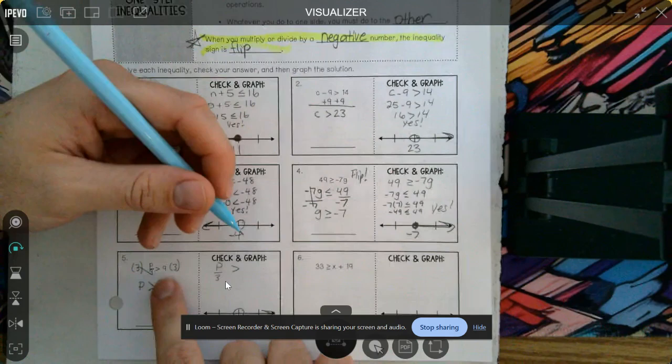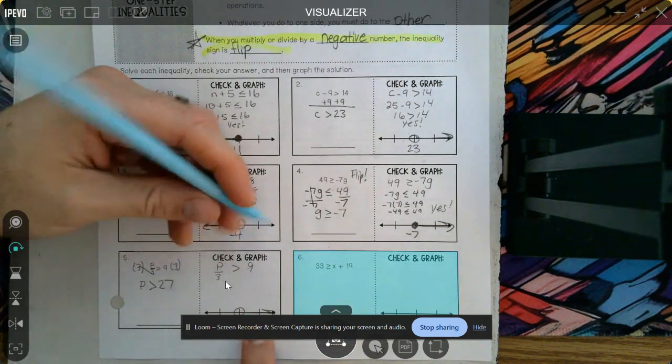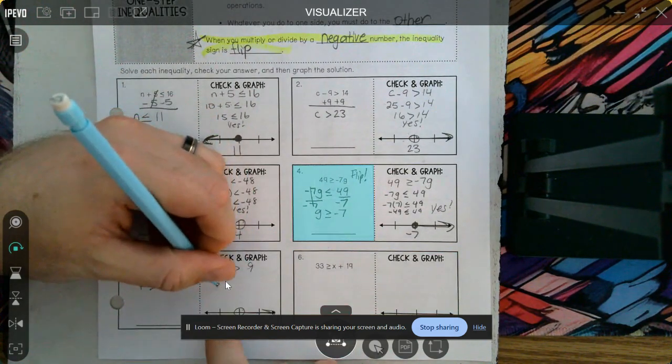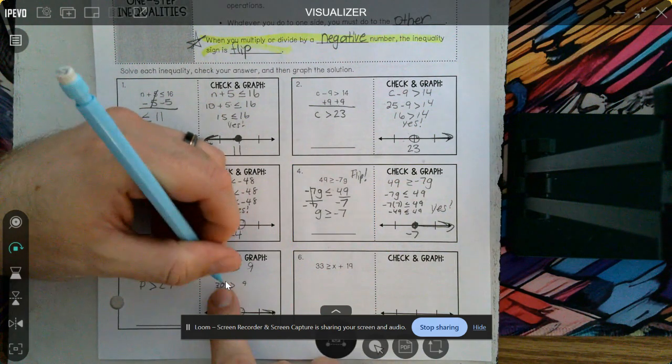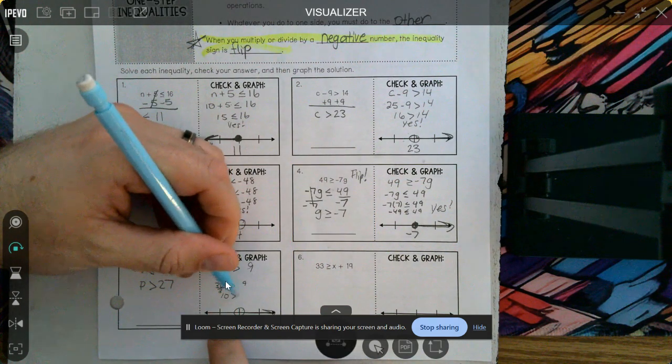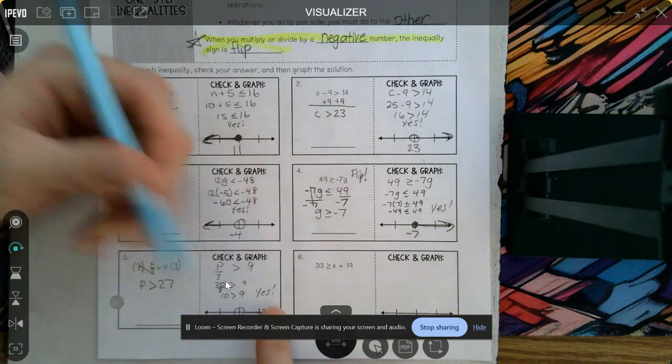P over 3 is greater than 9. Let's check 30. 30 divided by 3 is greater than 9. 30 divided by 3 is 10. Is 10 greater than 9? Yes, so I know I graphed it right.